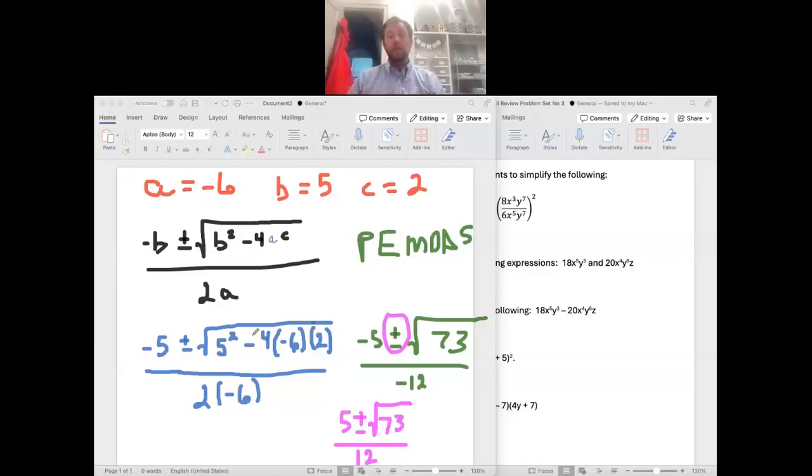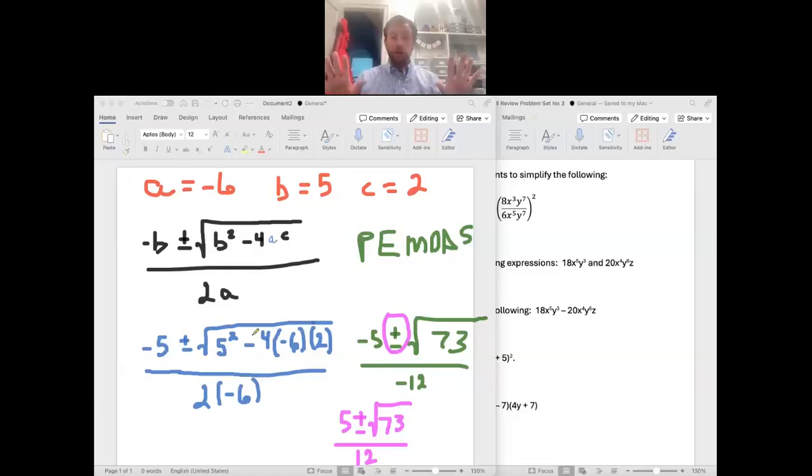So this is the answer. Not pretty, but it's the answer. And we would leave it like this because square root of 73 is a perfect answer. It's an exact answer. We just don't like decimals.